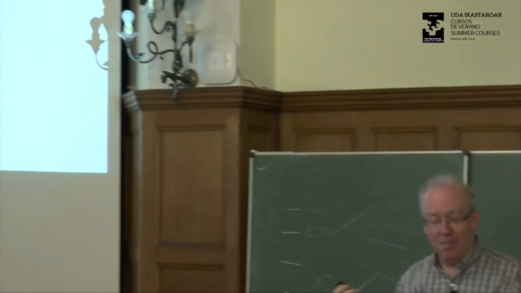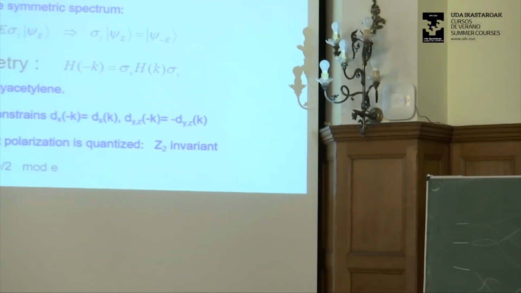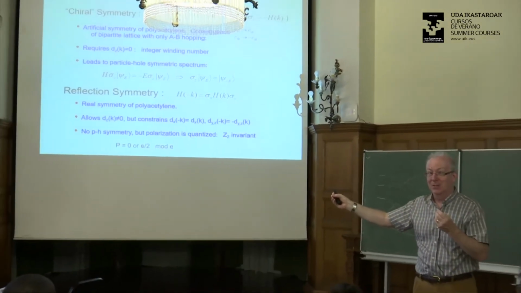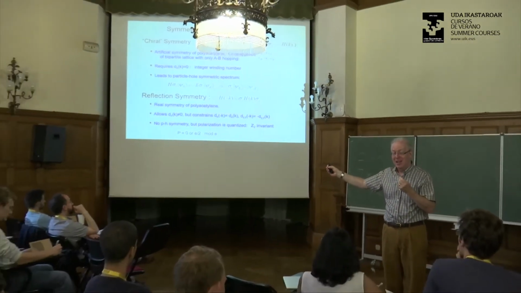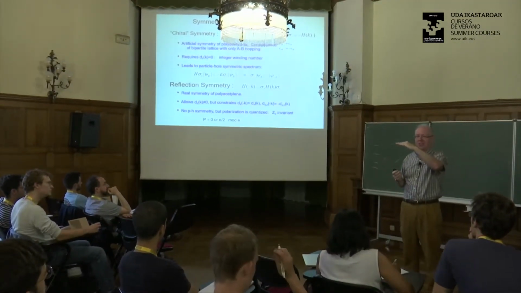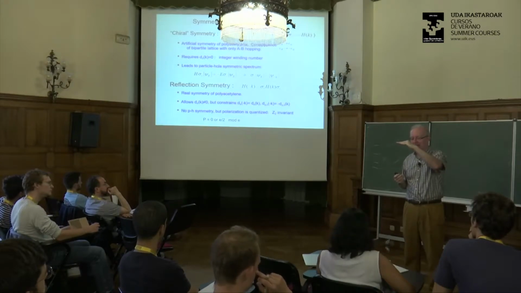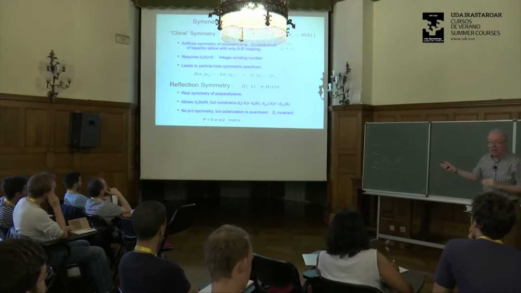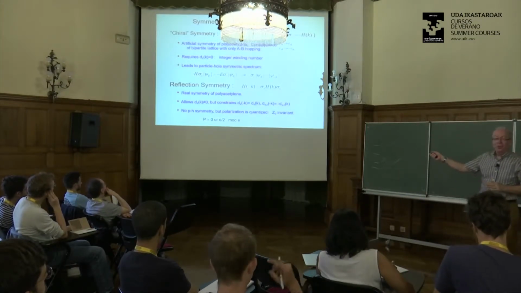Okay, and now this is an artificial symmetry in polyacetylene, so there's nothing to keep you from having second neighbor hopping in real polyacetylene. And there's no zero in real polyacetylene either. There's no energy that has the right to be called zero. But nonetheless, this is actually a very useful symmetry to think about.